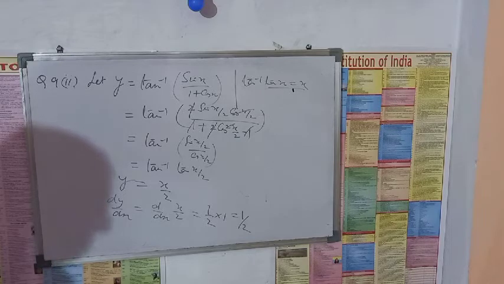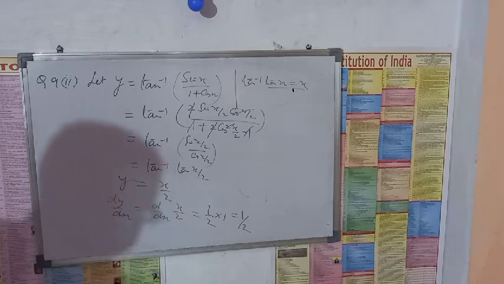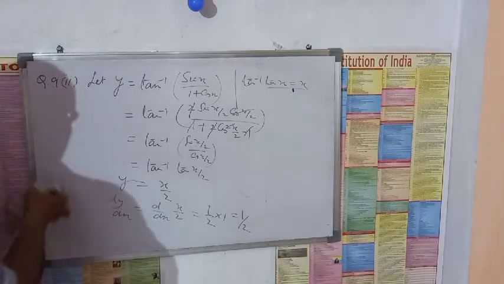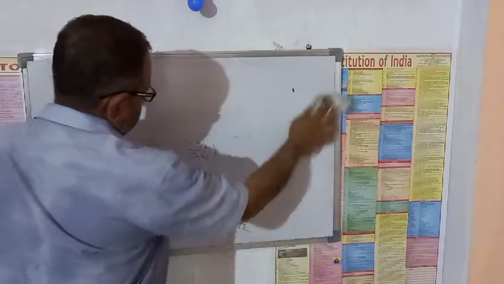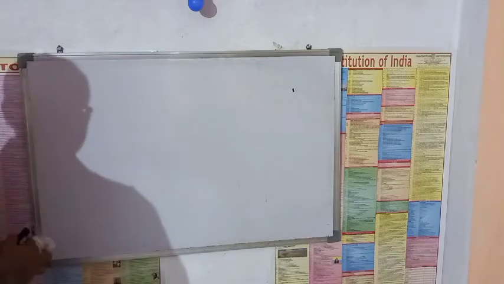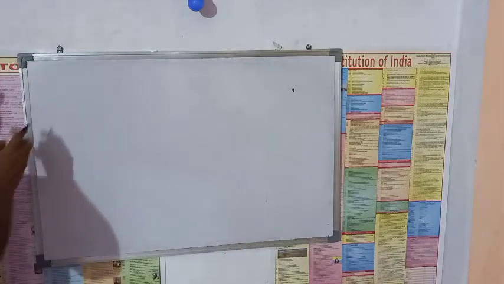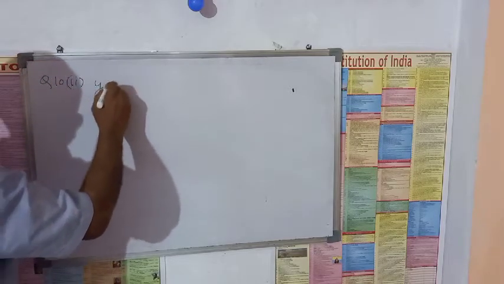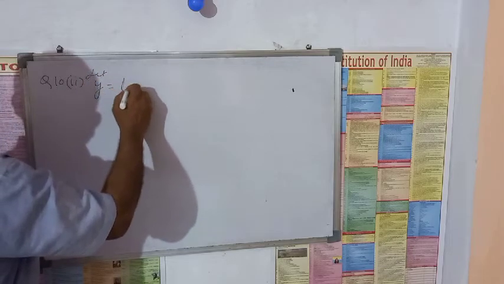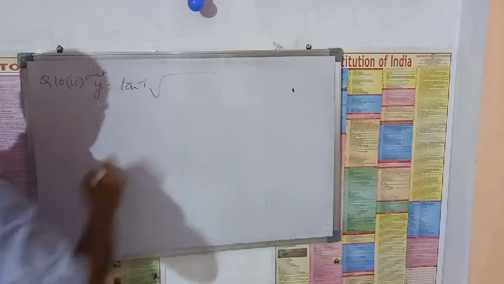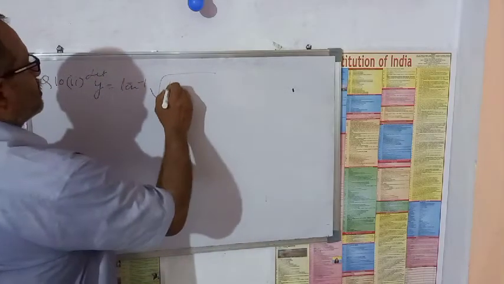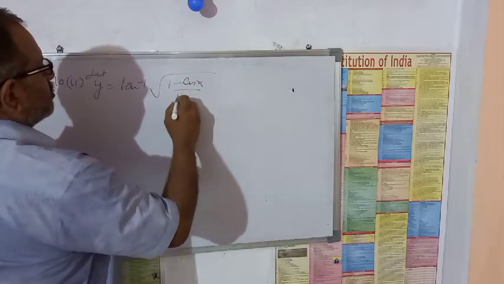See question number 10, second part. Question number 10, second. Let y is equal to tan inverse under root 1 minus cos x upon 1 plus cos x.